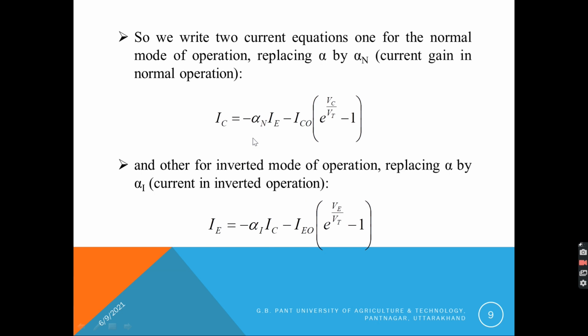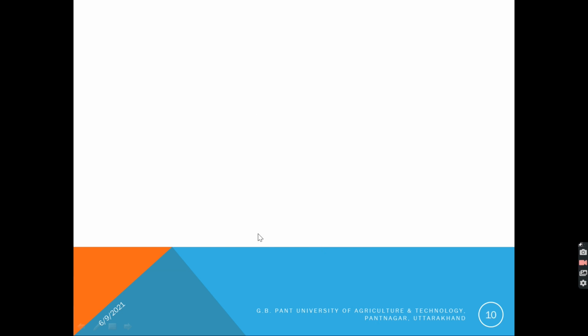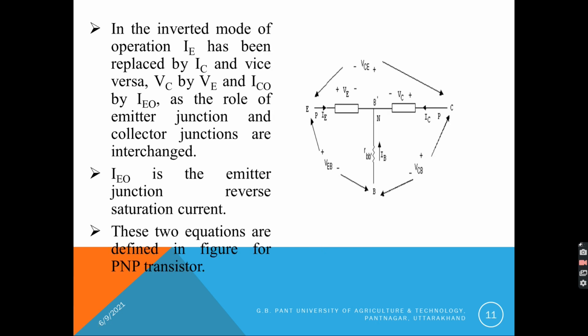So here, in the previous equation, we have replaced alpha by alpha N for normal operation and alpha by alpha I for the inverted operation. In the inverted mode of operation, IE has been replaced by IC and vice versa, VC by VE, and ICO by IEO, as the roles of the emitter junction and the collector junction are interchanged. So IEO is the emitter junction reverse saturation current in the inverted operation.